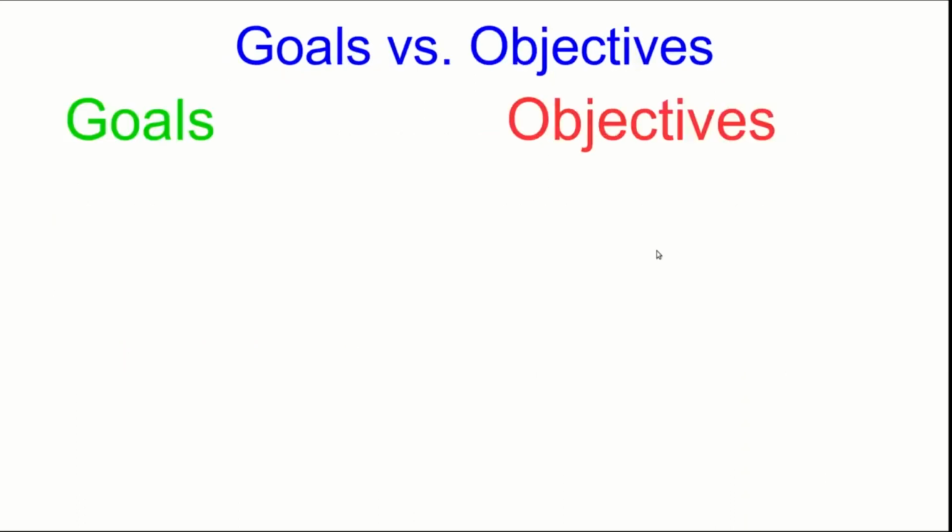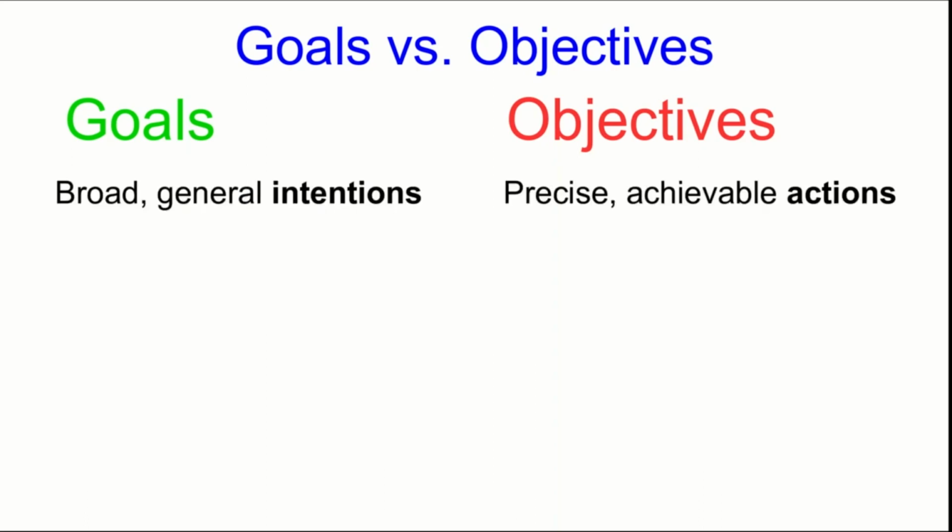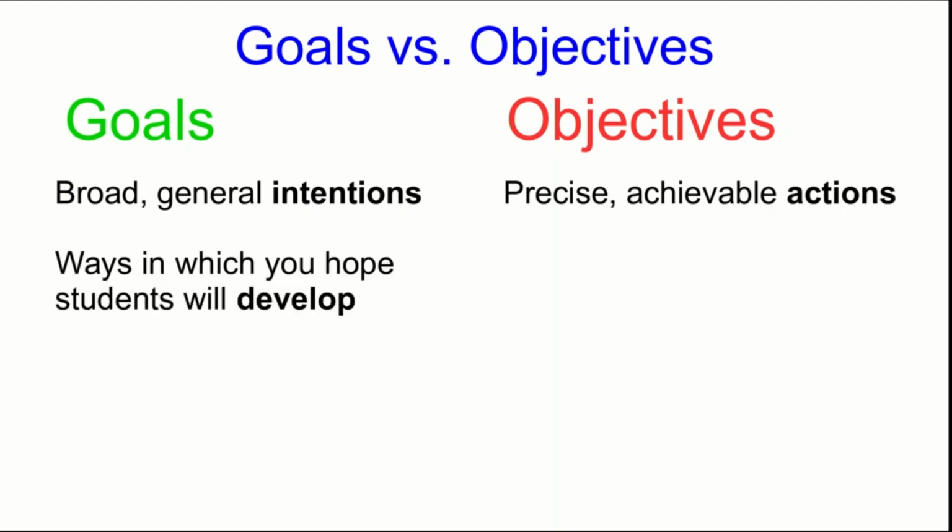In everyday speech, we tend to use the words goals and objectives to mean more or less the same thing. But in course design, there's a distinction made between these two terms, and the distinction is useful. Goals are broad and general. Objectives are precise and achievable, and they're about action, whereas goals are intentions.